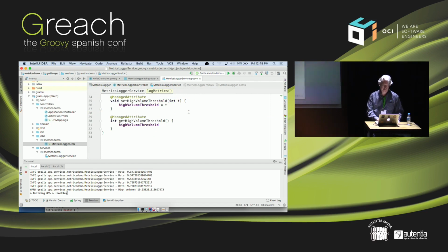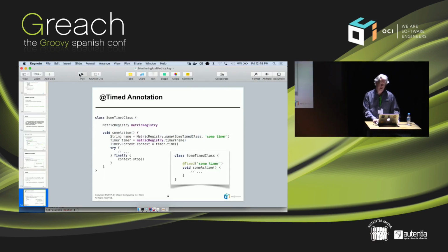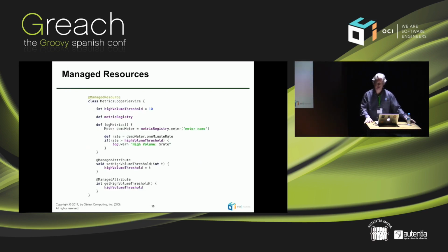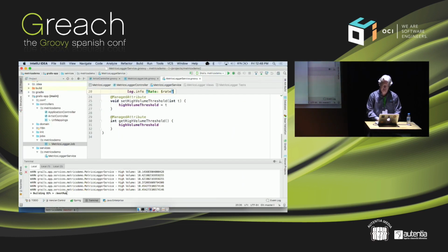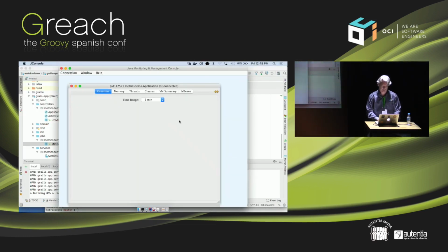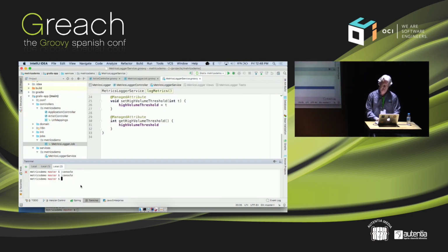So back here, take another look at this code. We'll see this is the service we were just looking at. The service simply retrieves a meter from the registry, checks the rate, and if the rate is above a certain point, we do one thing. Otherwise, we could do something else. In this case, we're not doing anything in the else condition. And in addition to that, we've got these methods, again, marked with managed attribute, which would allow us to remotely manage those things. I'm going to take one more stab at trying to get the console to work here.